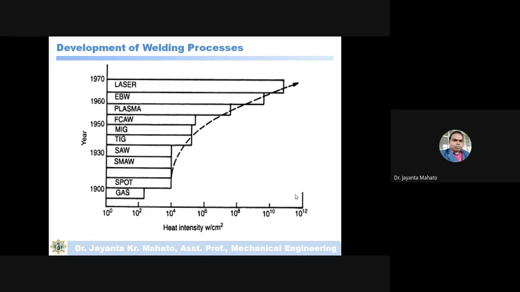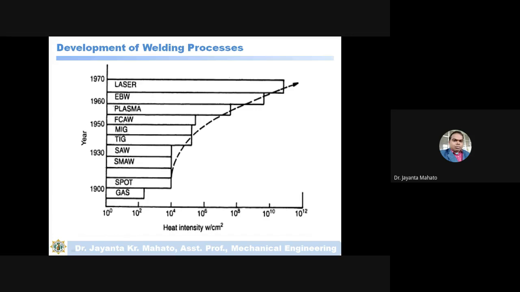Then the submerged arc welding process, tungsten inert gas welding process, metal inert gas welding process, then fusion arc welding process, plasma arc welding process, and like this. So these are the year by year development of welding processes. Okay, so firstly the gas welding process, the oxyacetylene gas welding process, was used in the 19th century.